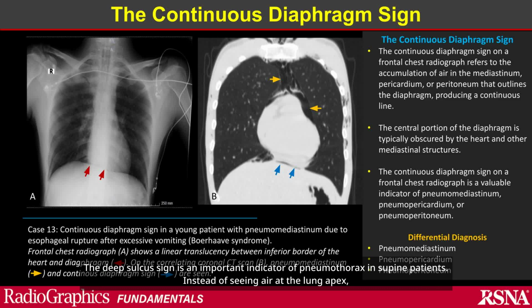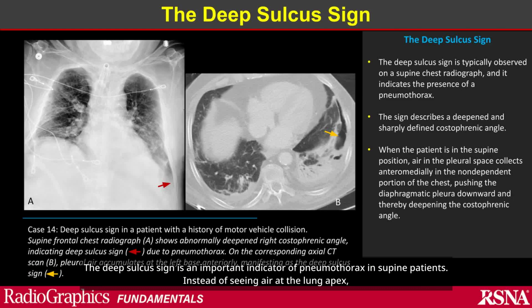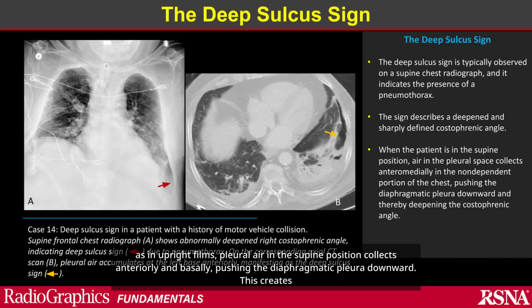The deep sulcus sign is an important indicator of pneumothorax in supine patients. Instead of seeing air at the lung apex, as in upright films, pleural air in the supine position collects anteriorly and basally, pushing the diaphragmatic pleura downward. This creates an abnormally deep, sharp costophrenic angle, which is highly suspicious for pneumothorax. A trauma patient lying supine, for example, may show a deceptively normal-appearing chest film, except for a strikingly deepened right costophrenic recess. CT will confirm pleural air, validating the deep sulcus sign. Always remember, in critically ill or trauma patients, this subtle sign may be the only radiographic clue to pneumothorax.